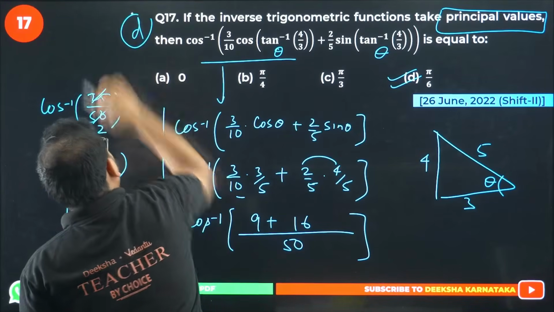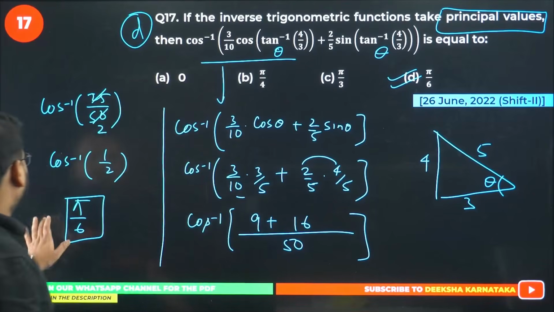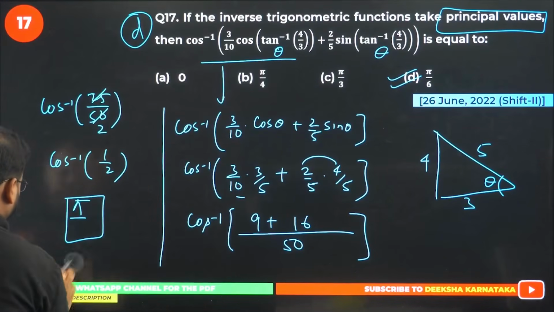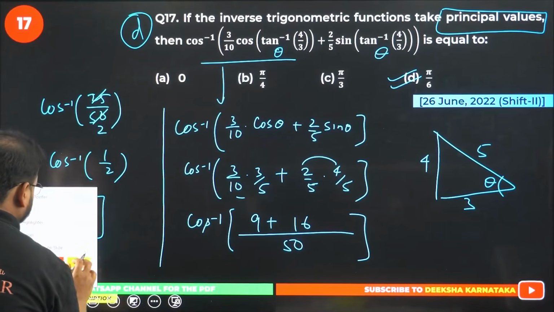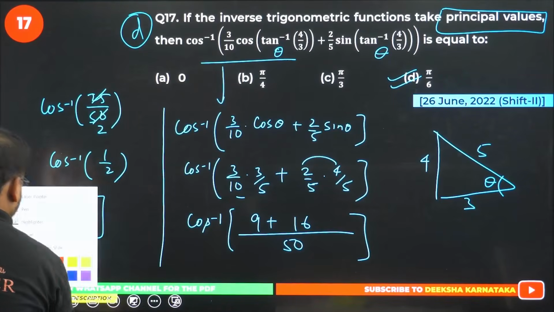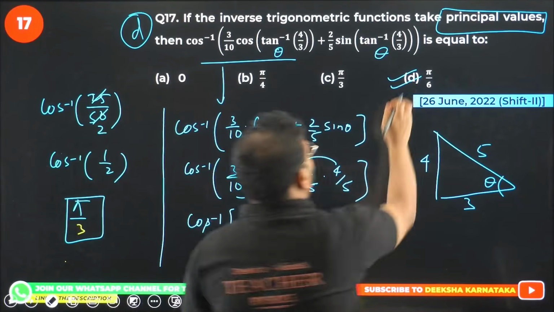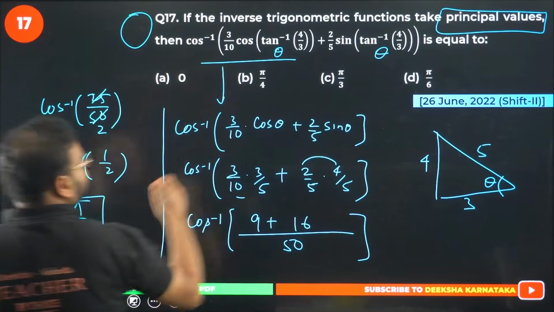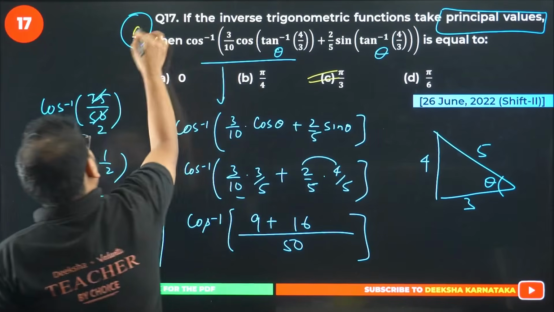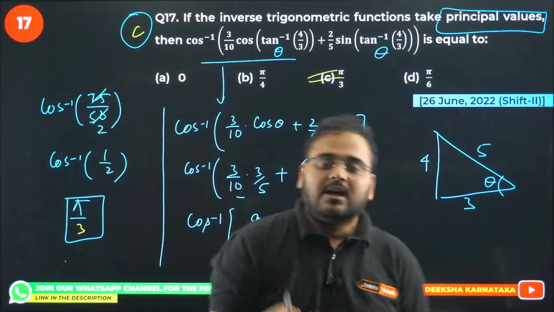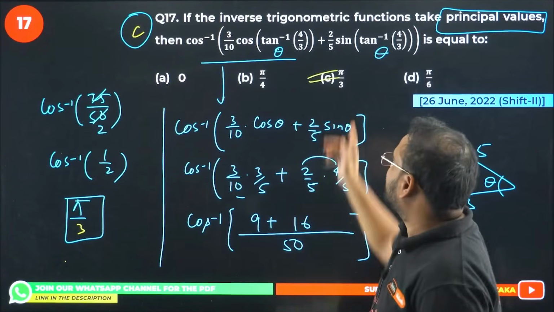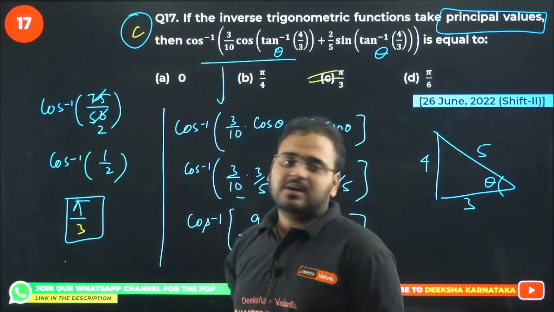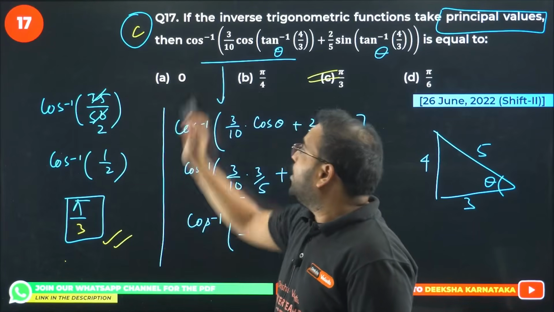Because cos 30 is, no, pi by 3, right? Excuse me. 1 by 2 they ask me, right? Cos 60. So this is going to be pi by 3 actually. My mistake. Silly mistake. Option C. Cos 60 is 1 by 2. Pi by 3 is 60. So cos 60 is 1 by 2. Hence cos inverse of 1 by 2 is pi by 3. That's your final answer. Option C is correct.